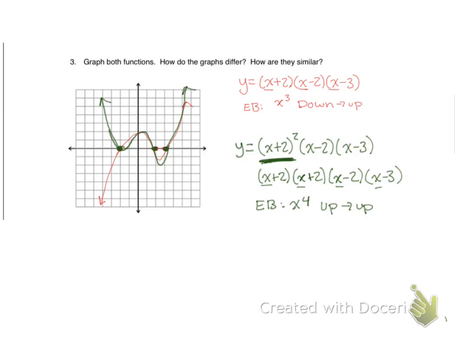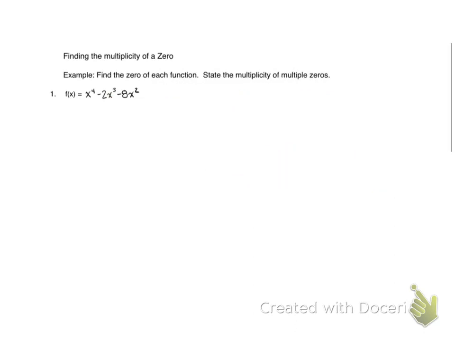Let me see, do I have any more? We are going to talk about multiplicity. I've kind of already touched on it. Remember, multiplicity is how many times the 0 happens. If it's an even number of times, it bounces. If it's an odd number, it crosses. So find the 0 of each function and state the multiplicity.